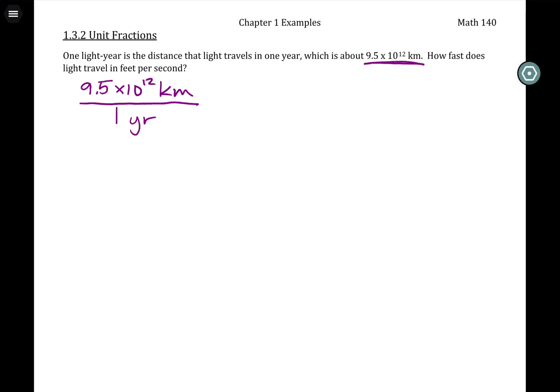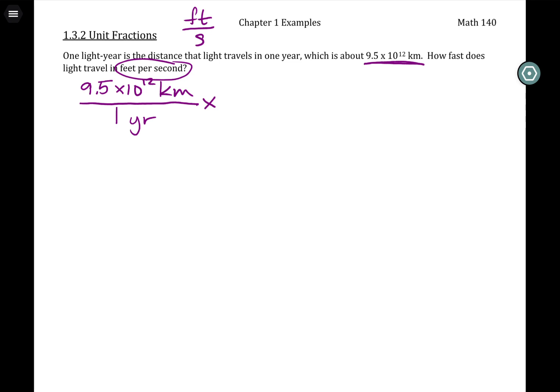Okay, so if we want to convert this, our goal is feet per second. So I'm going to have to work on both the kilometers part and the years part. I think I'm going to start on the years part. So if we want to convert years to seconds, I'm going to work my way through a couple of fractions. I certainly haven't memorized how many seconds there are in a year. If you've memorized that, go ahead and use it. If you haven't, work your way up to it.